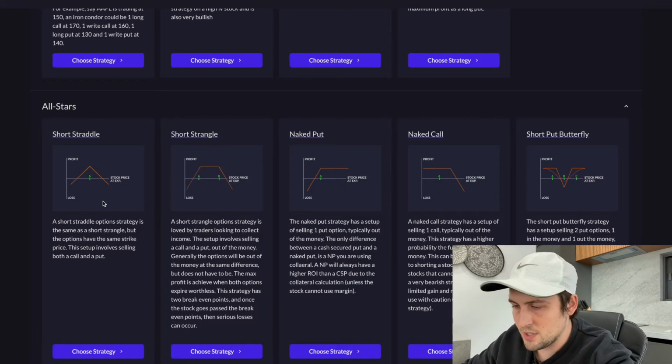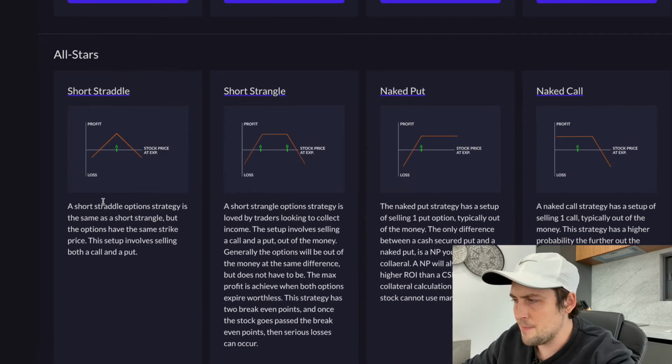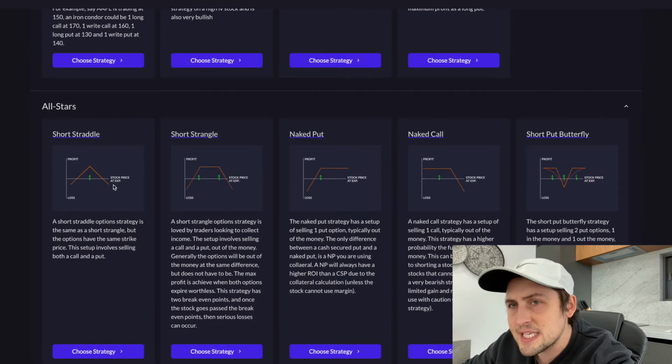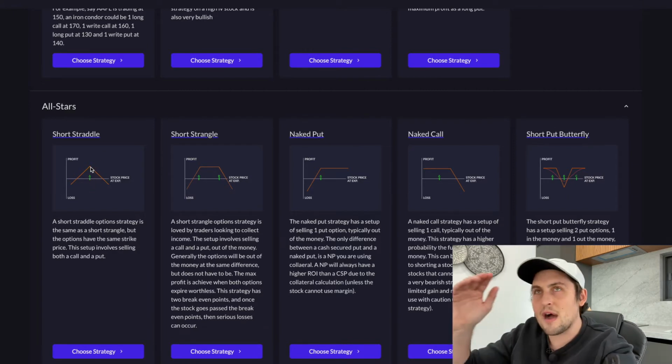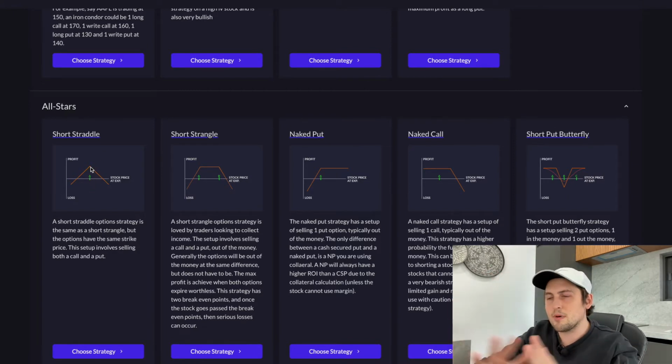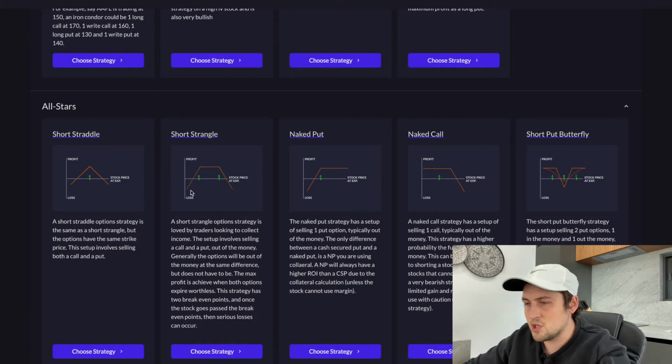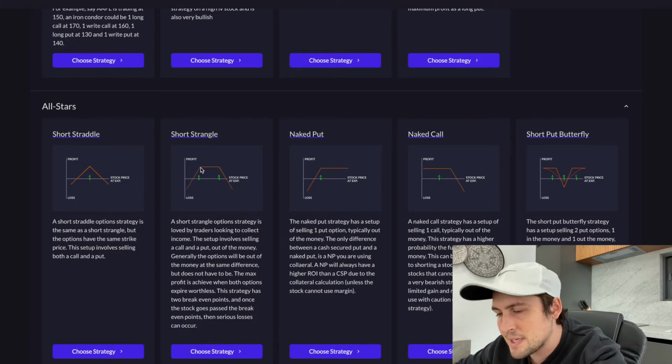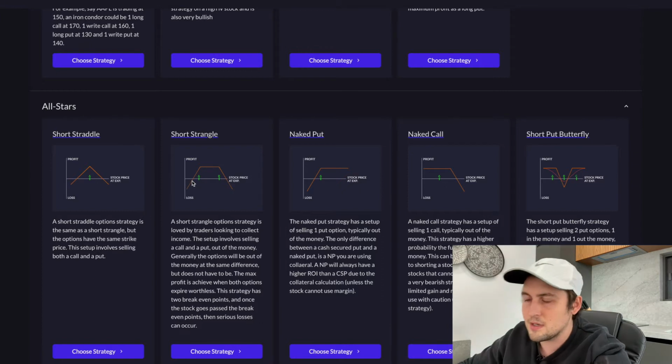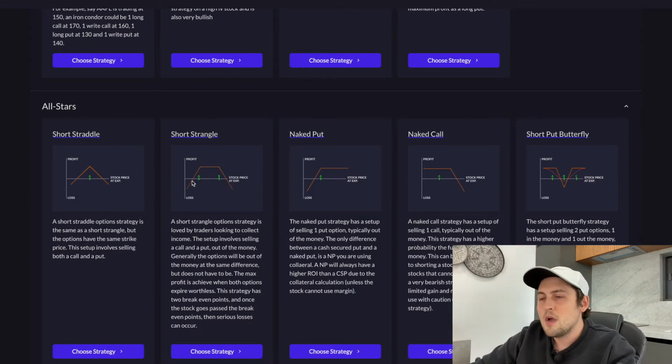You can see here with the short straddle that it has a little bit of a tent shape, and the max profit is at roughly where you choose the strike price. The short strangle is a little different. It goes up, flat across the top, and then down, because it gets stretched out a little bit.